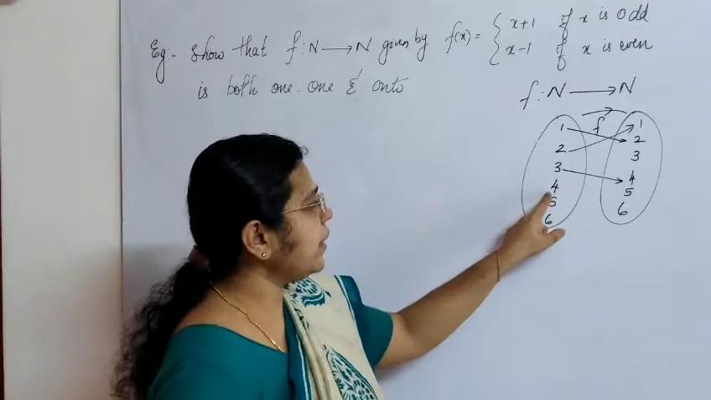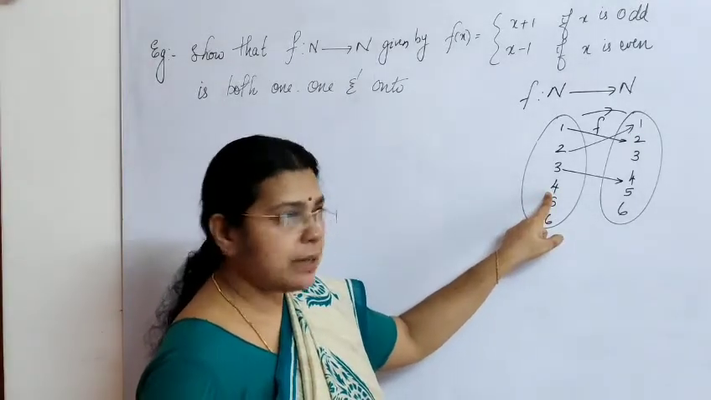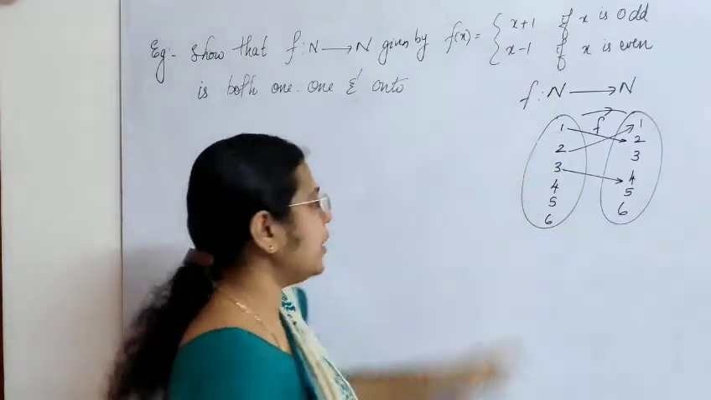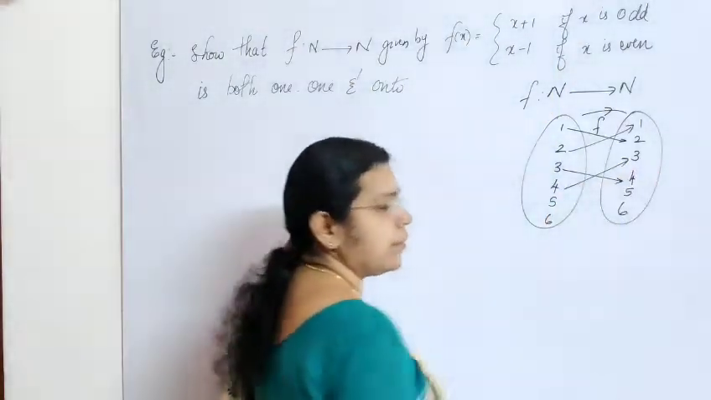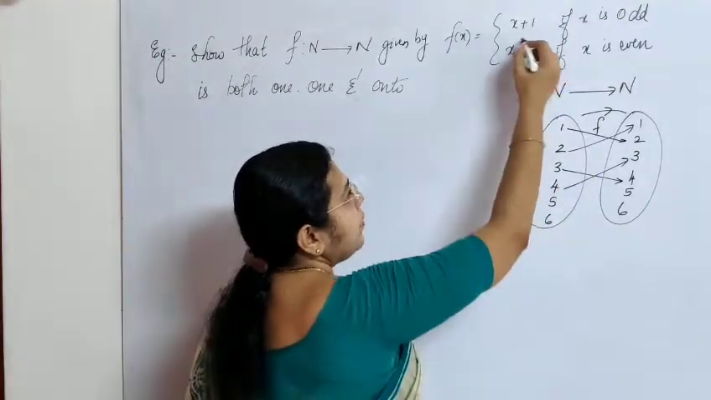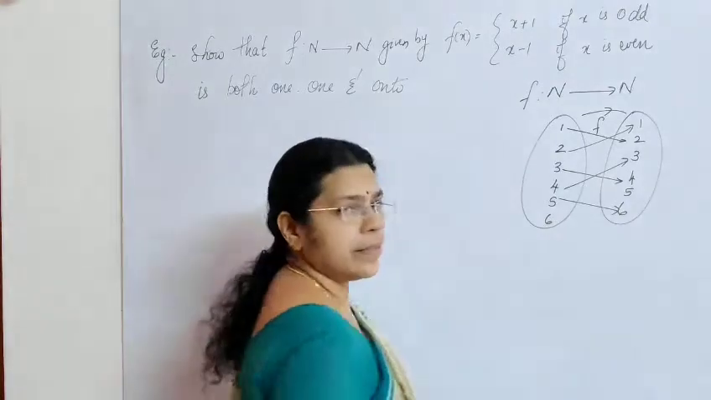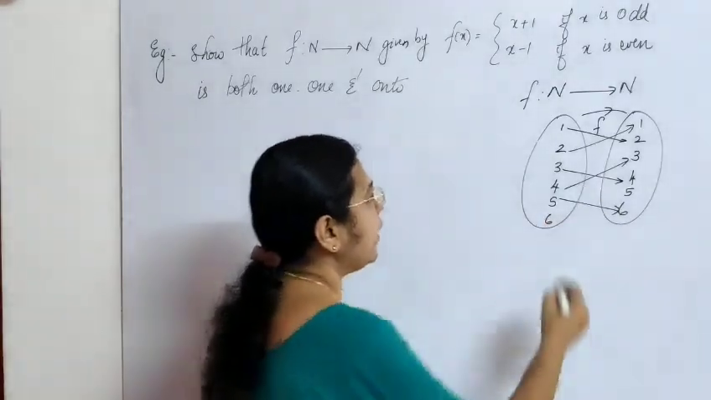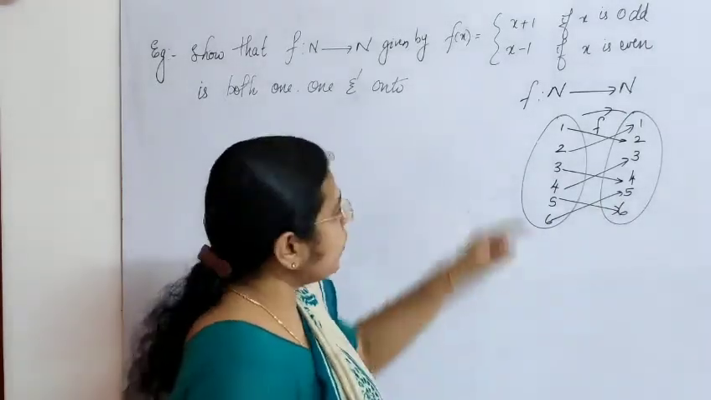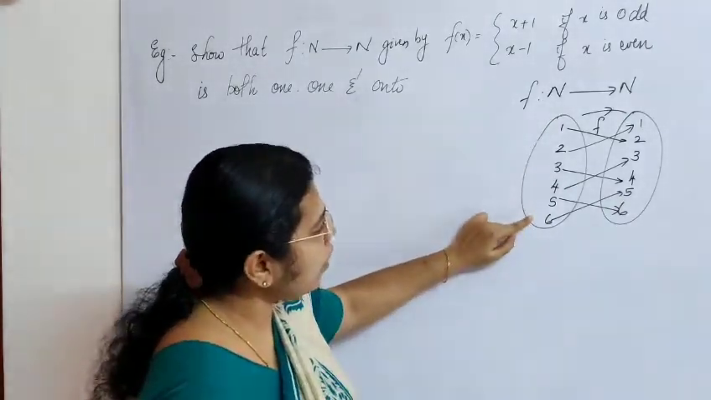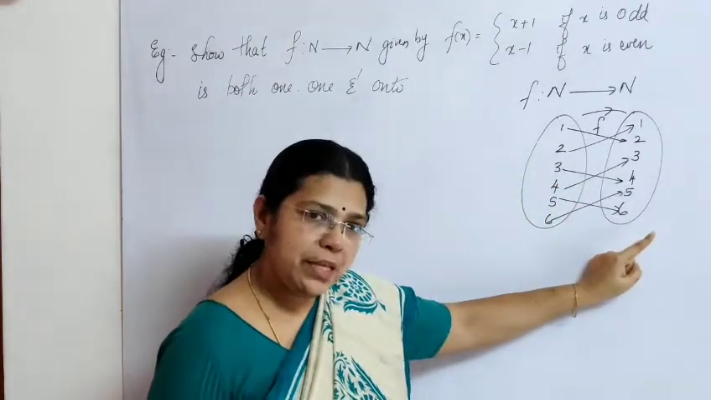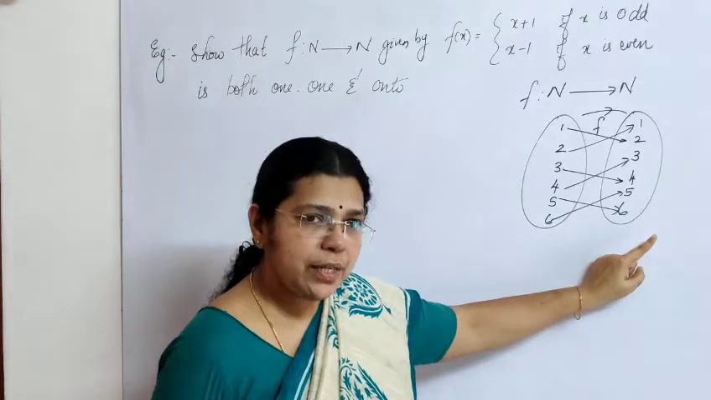Right? When you take the next element 4, it is even. When it is even, x minus 1, that is 4 minus 1, 3. Okay. Now take 5. 5 is odd. 5 plus 1, 6. Right? Now 6 is mapped to where? 6 minus 1, 5. Right? So for every element that belongs to the domain of the function, do we have a unique image in the codomain of the function? Yes.